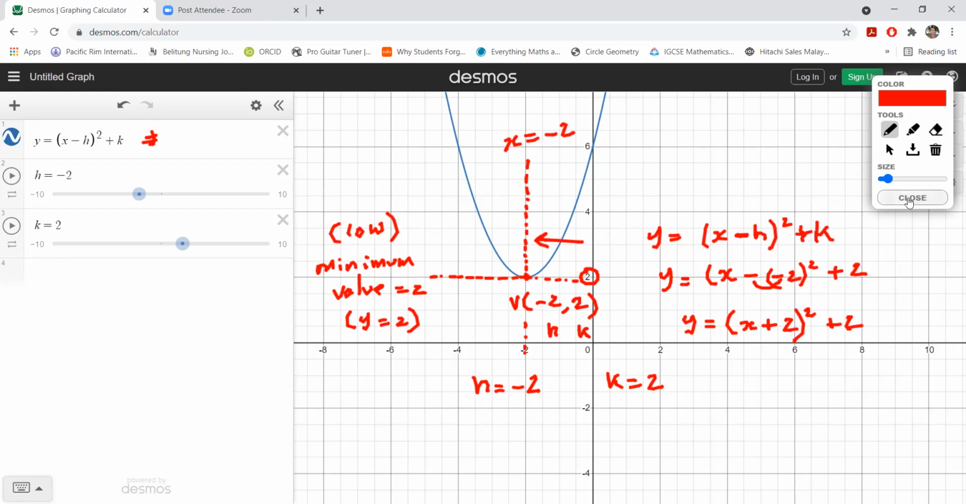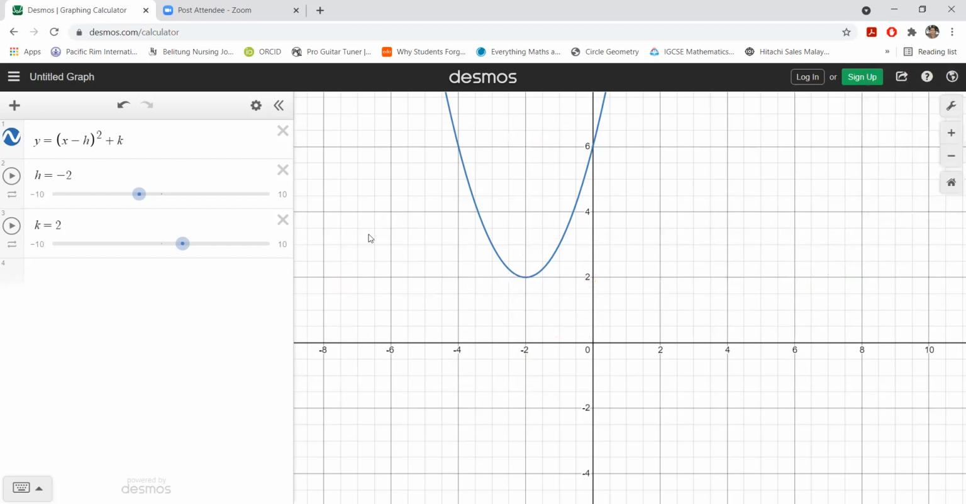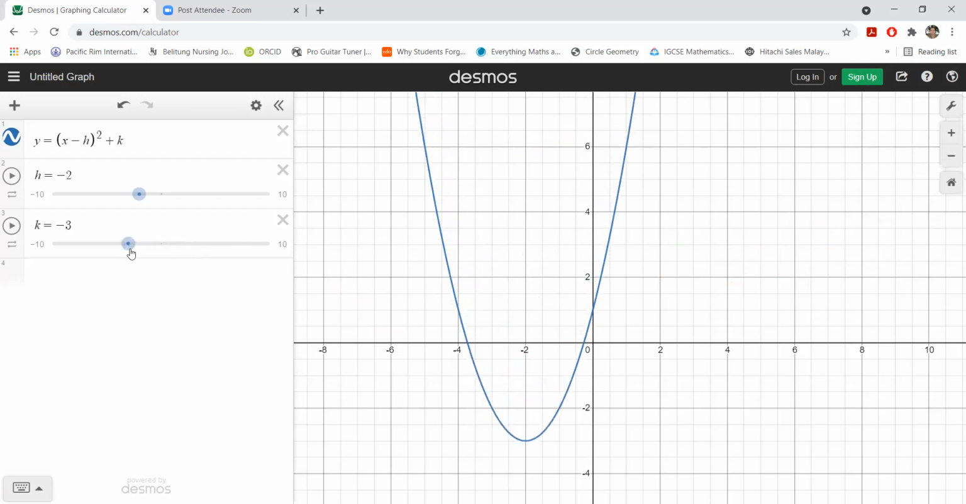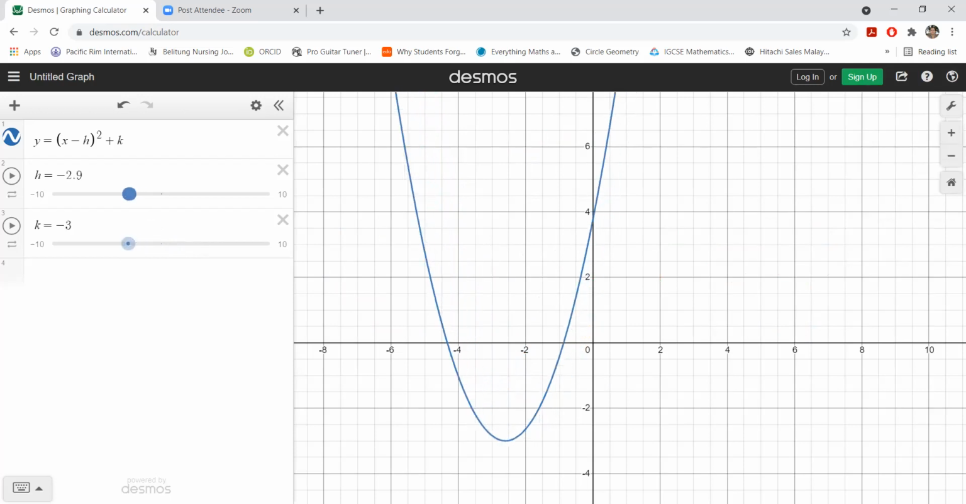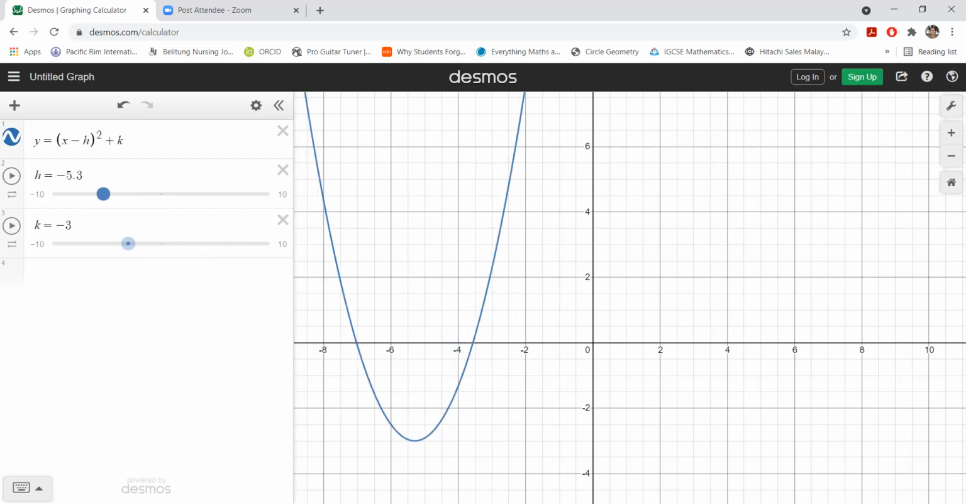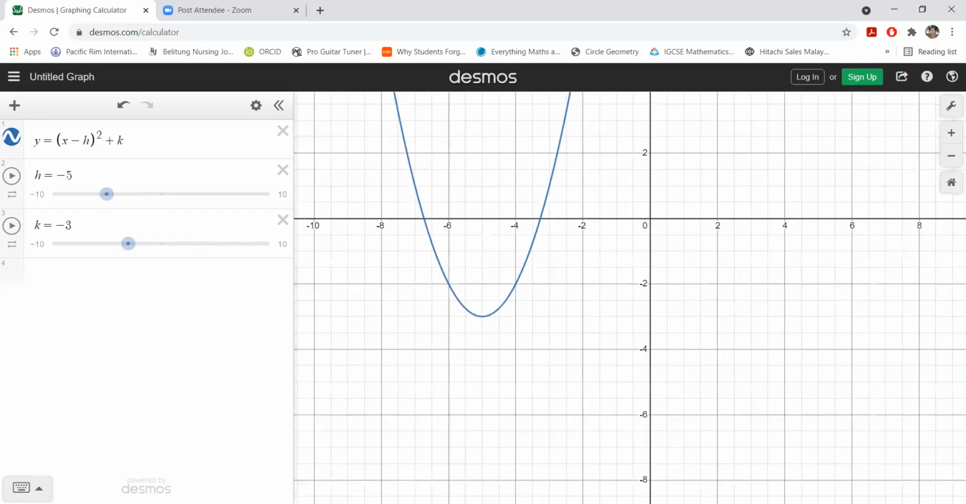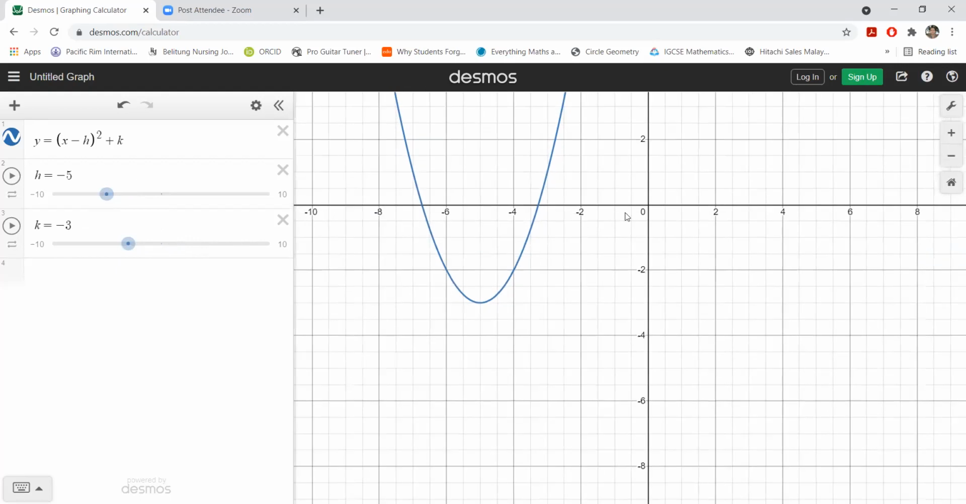We'll move it in a different position now. So try to pick up the basic idea. So let's move it down. So we're going to move k, shift it down. Let's go down to 3, but then move the h further. Let's go to 5. There. Okay, so you see what happened now?